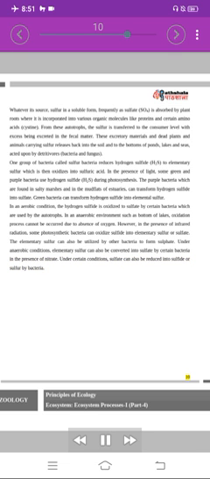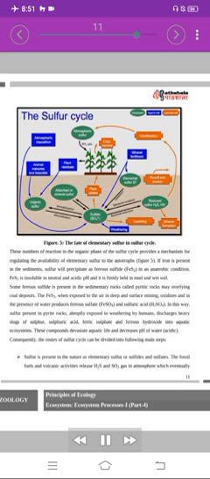10. Figure 5. The fate of elementary sulfur in the sulfur cycle. This number of reactions in the organic phase of the sulfur cycle provides a mechanism for regulating the availability of elementary sulfur to the autotrophs. If iron is present in the sediments, sulfur will precipitate as ferrous sulfide, FeS, in an anaerobic condition. FeS is insoluble in neutral and acidic pH and it is firmly held in mud and wet soil.